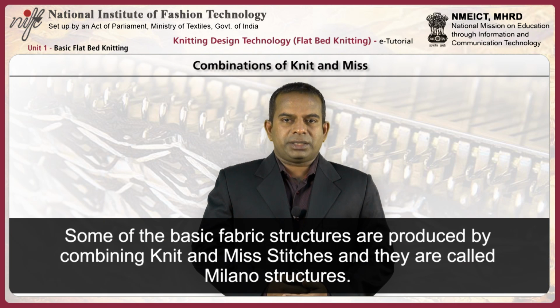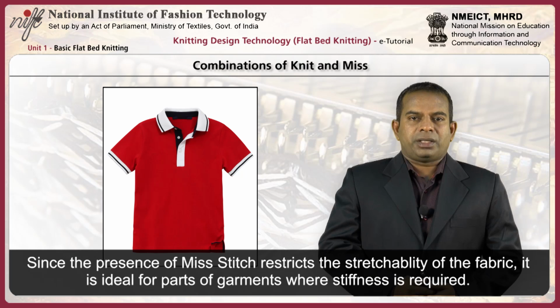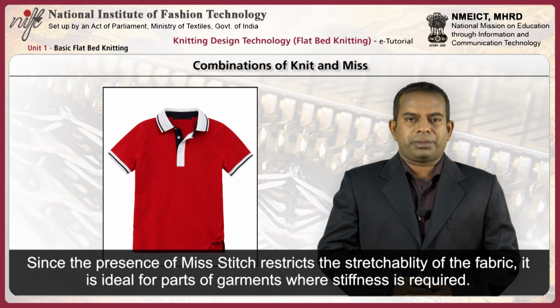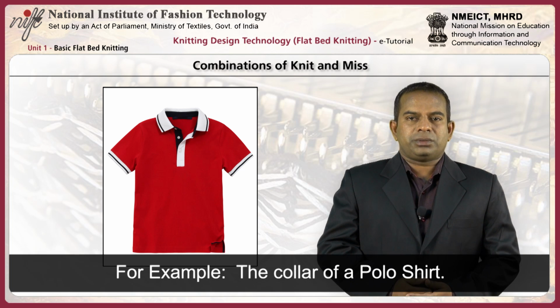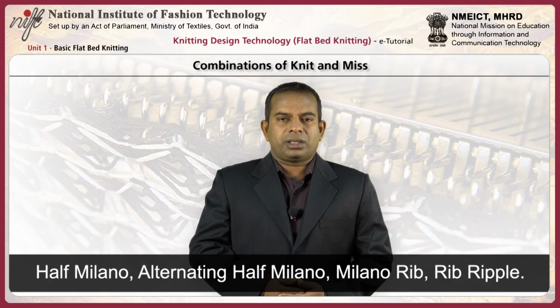Some of the basic fabric structures are produced by combining knit and miss stitches, and they are called Milano structures. Since the presence of miss stitch restricts the stretchability of the fabric, it is ideal for parts of garments where stiffness is required. For example, the collar of a polo shirt. There are 4 types of Milano structures, and they are half Milano, alternating half Milano, Milano rib, and rib ripple.